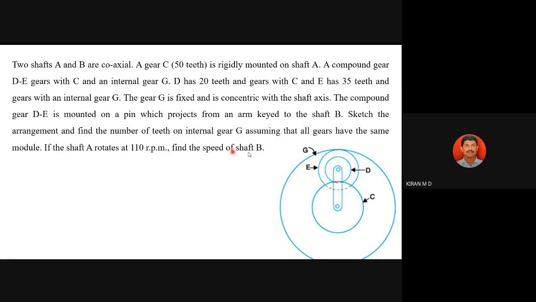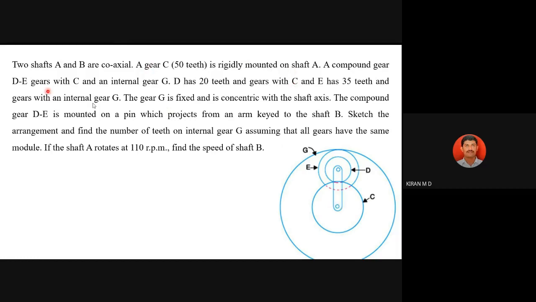So, slowly, I will do it. Here in the problem he has not given the figure, so according to the problem we will draw the figure here. A and B are shafts, and gear C is rigidly mounted on shaft A. I will consider this point as A.